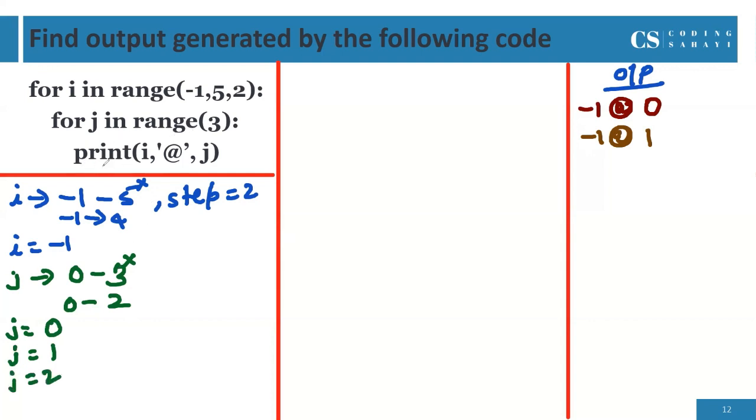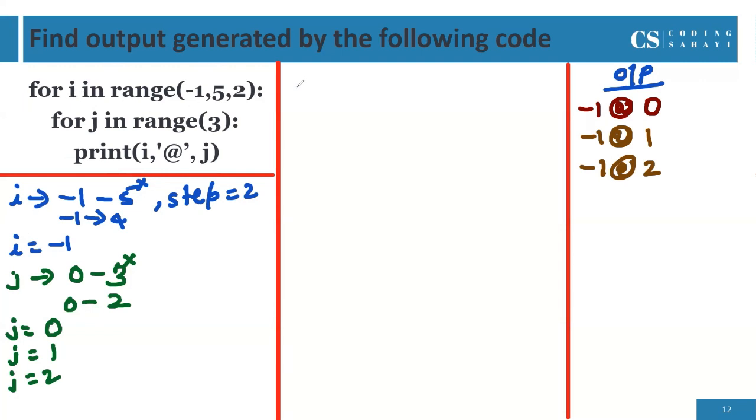Again coming to the loop, that is j equal to 2. So again it is printing print i at j. Still i is not changed. i has the value -1, j is 2. Okay. So now the output is -1 at 2. Then coming to this loop again, now the value of j is 3. Whether 3 is in this range 0 to 3? No. So we are coming out of the inner loop and going back to our outer loop.